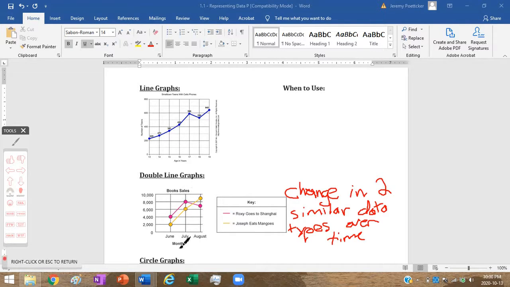Again, not much else to say. You can use these to predict trends, perhaps. So looking at this, it looks like Roxy Goes to Shanghai might start to drop, whereas it looks like Joseph Eats Mangoes is probably going to continue going up. Again, that's only with a few data points, but those are the types of predictions we could make.